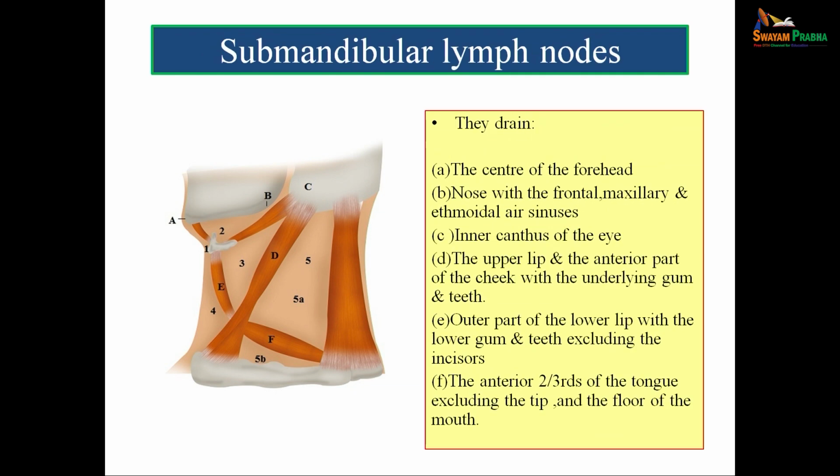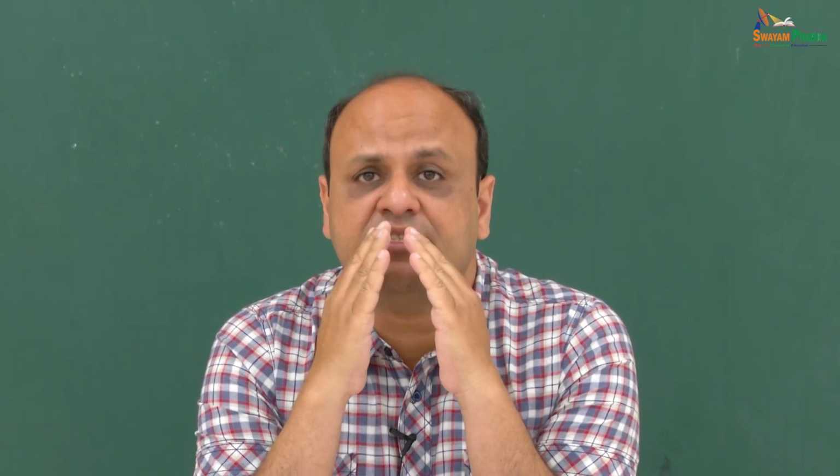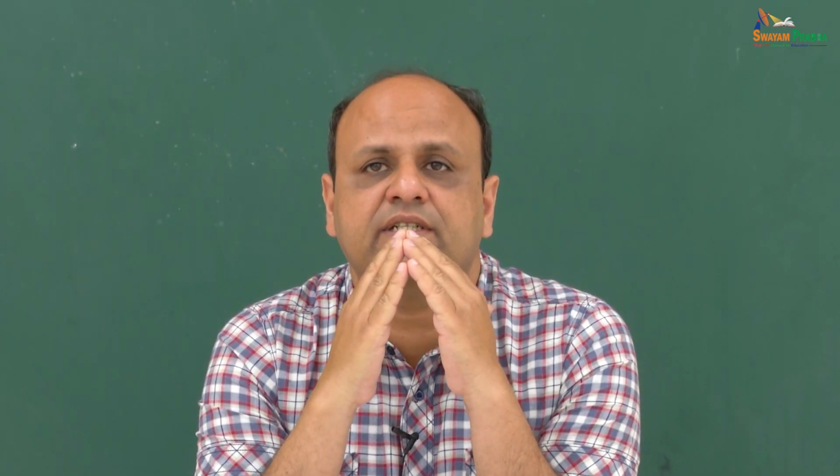Now, submandibular lymph nodes, they constitute an important component of the digastric triangle. Now, what is the area of distribution of these submandibular nodes that we should try to understand? The center of the forehead, the nose, and the sinuses associated with the nose. What are the sinuses associated with the nose?